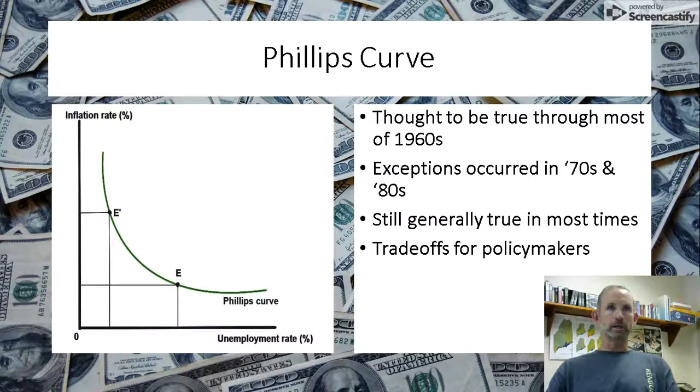Similarly, if we're in a boom period, there are things the government can do to cool the economy down and reduce the inflation rate. The fear is they might increase the unemployment rate. So this is an important part of what government economists worry about and talk about and debate all the time.